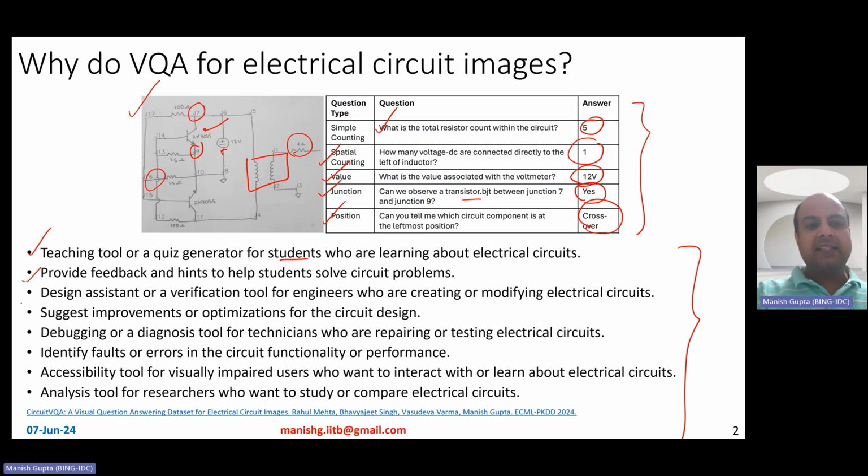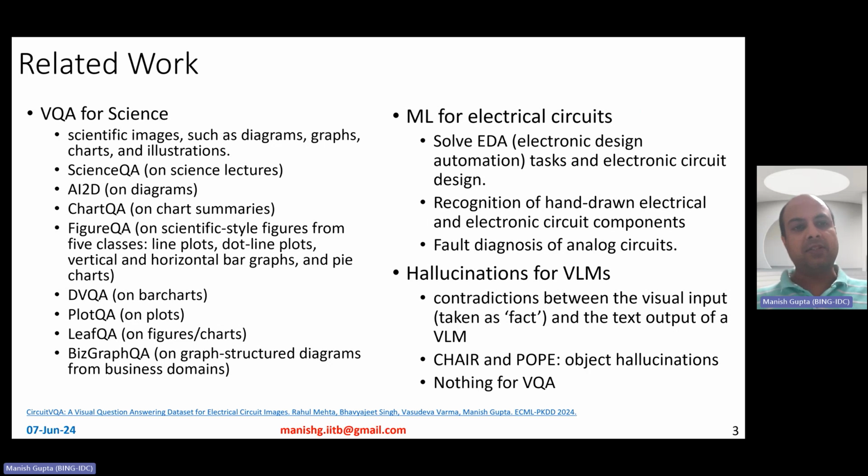Design assistant or a verification tool for engineers who are creating or modifying electrical circuits, suggesting improvements or optimizations for circuit design. Diagnostics tool for technicians who are repairing or testing electrical circuits, identifying faults or errors in circuit functionality. Accessibility tool for visually impaired users who want to learn about electrical circuits. Analysis tools for researchers who want to study or compare electrical circuits. So there are several applications of doing visual question answering on electrical circuit images.